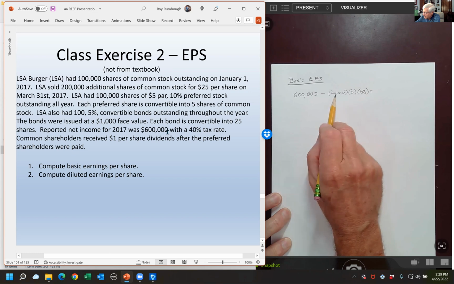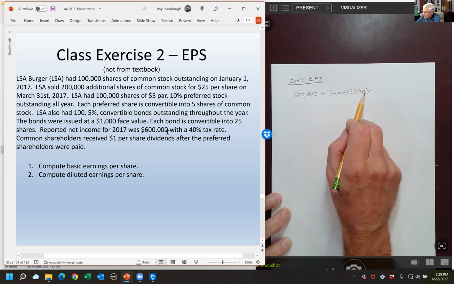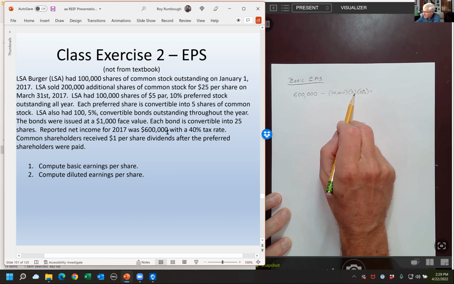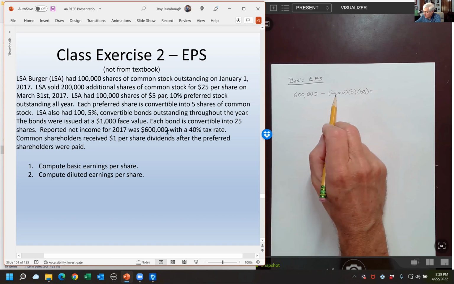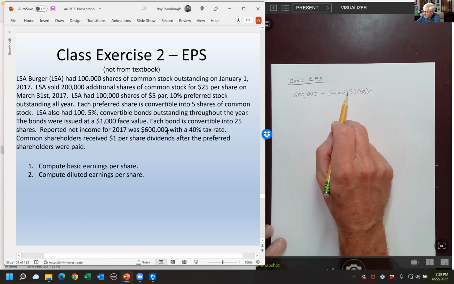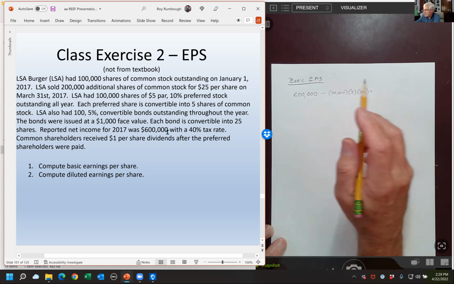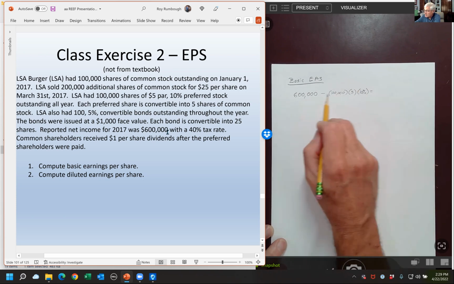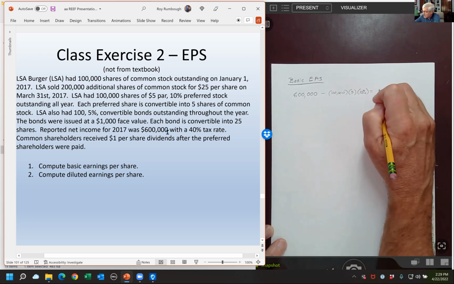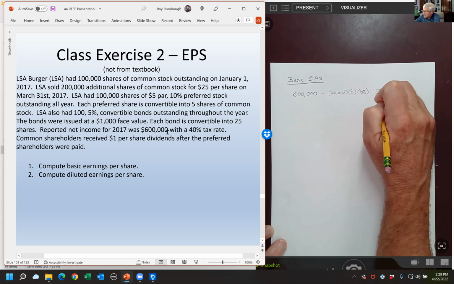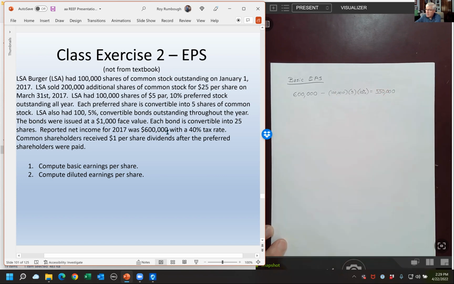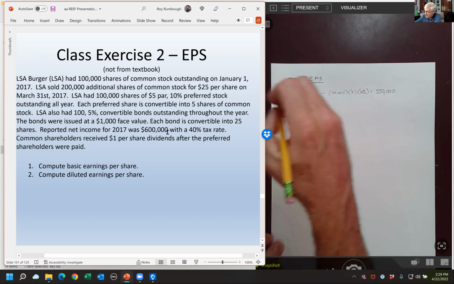Let's just do this. 10% of $5 par value is 50 cents. So therefore, we have 50 cents preferred dividend times 100,000 shares. You know, these actually happen. We're going to pay 50,000. So 600,000 minus 50,000 equals 550,000.